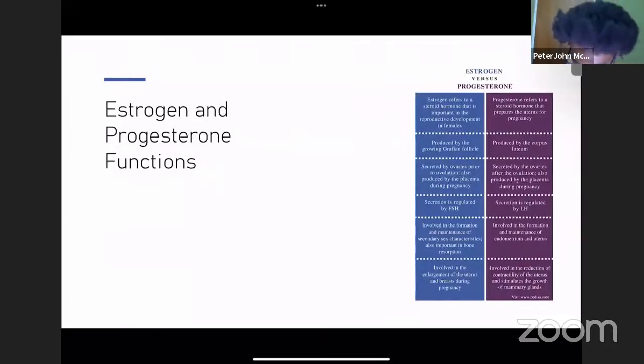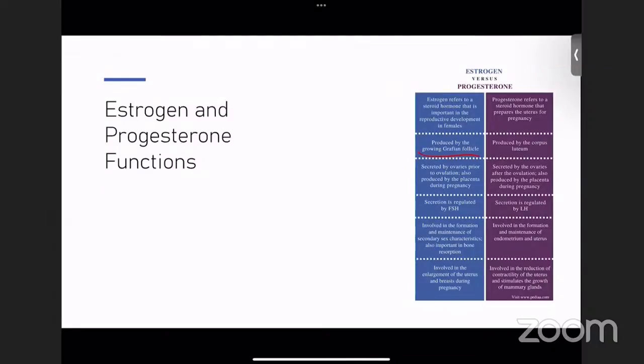So the functions of estrogen and progesterone. They're both steroid hormones. Estrogen is produced by the Graafian follicle. What produces estrogen? Graafian follicle. What produces progesterone? Corpus luteum. What's the function of estrogen? For the growth of the uterine lining.